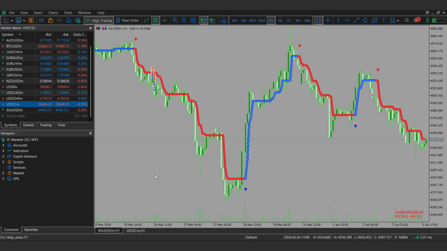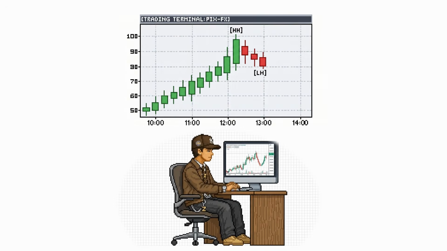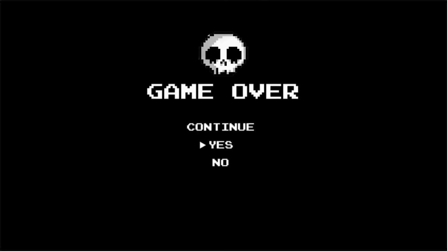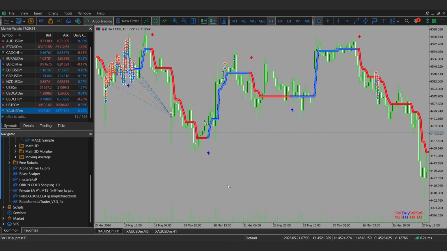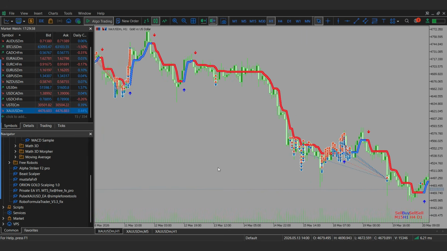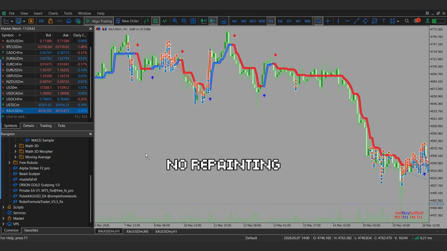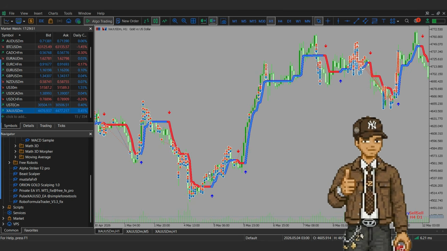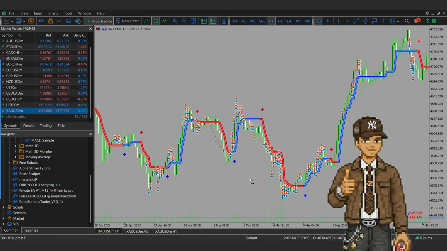Most traders are quietly bleeding on gold, and they don't even know the real reason. They're using indicators that repaint at the worst moments and lag when the real move finally starts. GoldStuff MT5 is different. It was built exclusively for XAUUSD. No repainting, no lag. Just clean, deadly accurate trend signals that actually respect how this market moves.